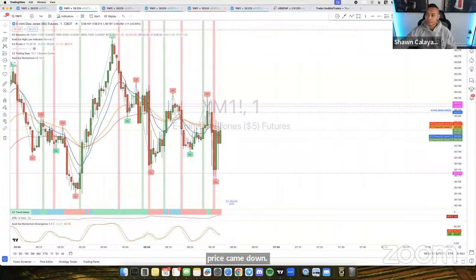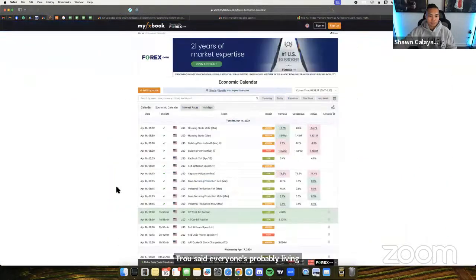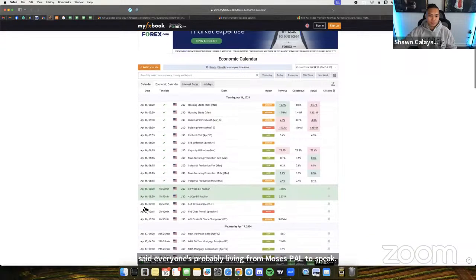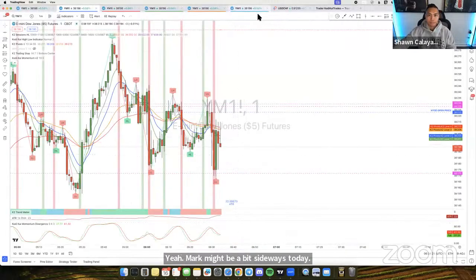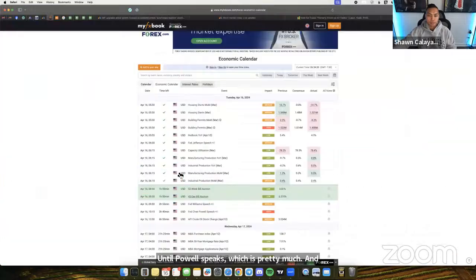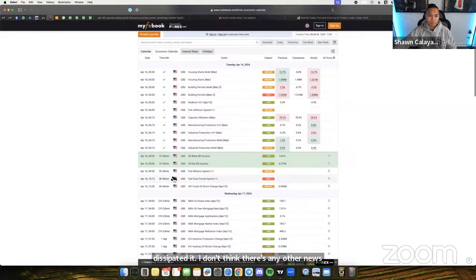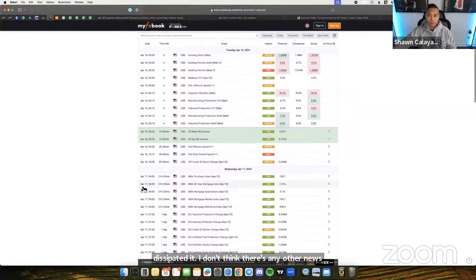Drew said everyone's probably waiting for Powell to speak. Is Powell speaking today? He is speaking today. Okay, so he's speaking at 10:15. Market might be a bit sideways today until Powell speaks, which is pretty much anticipated. It's normal. I don't think there's any other news today aside from Powell. Powell's pretty much the main thing, the main course for today.